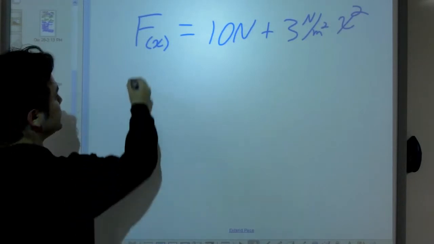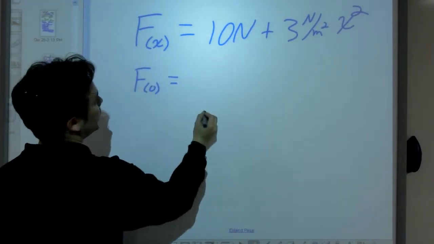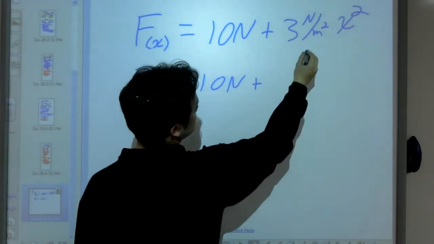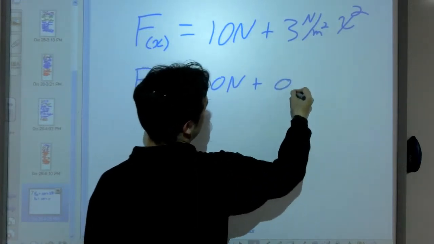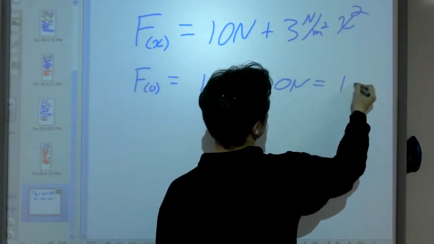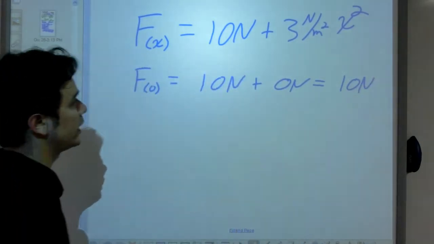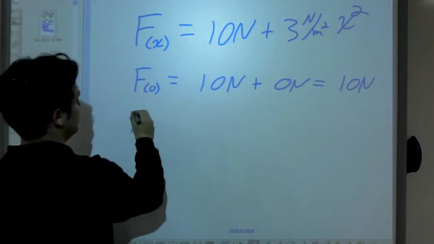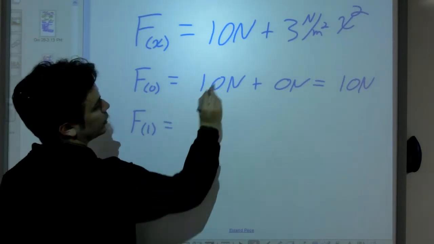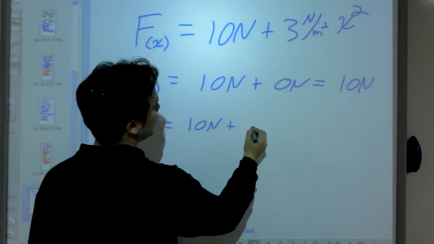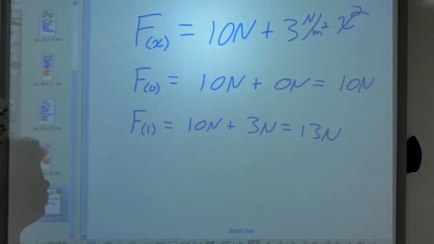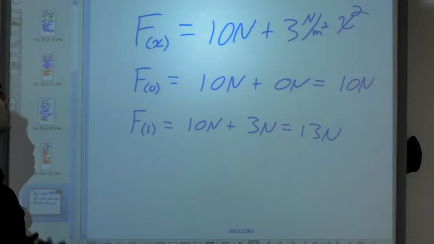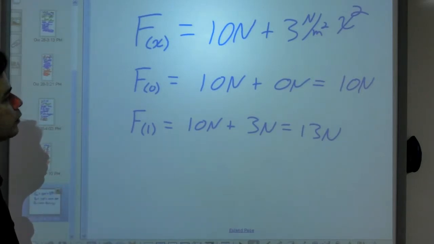For instance, if I find F of 0, I end up with 10 newtons plus 3 newtons per meter squared times 0, that's a whole lot of zeros, so my initial force is 10 newtons. Or I could evaluate it at 1 meter. I plug that in and you'll find that it's 10 newtons plus 3 newtons equals 13 newtons, and so forth. You could put in 2 or 6 or 90. So we have just a function for our force.